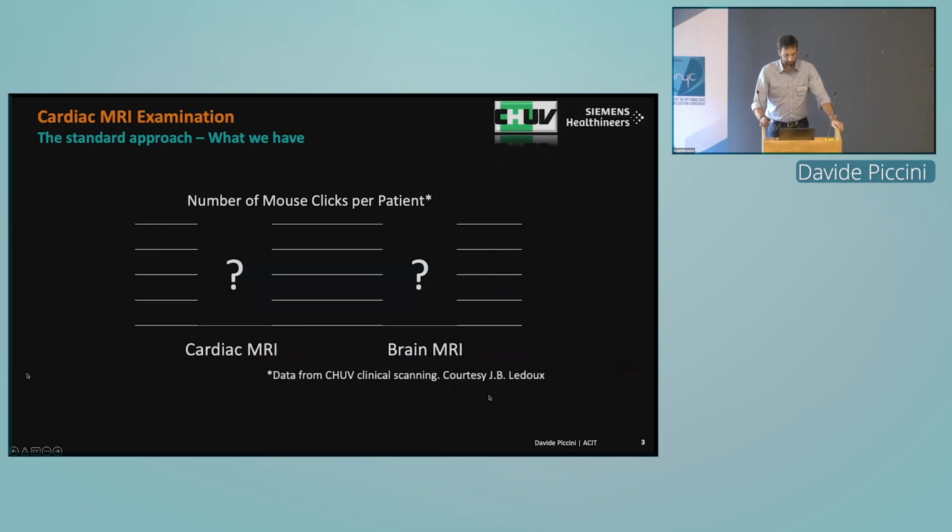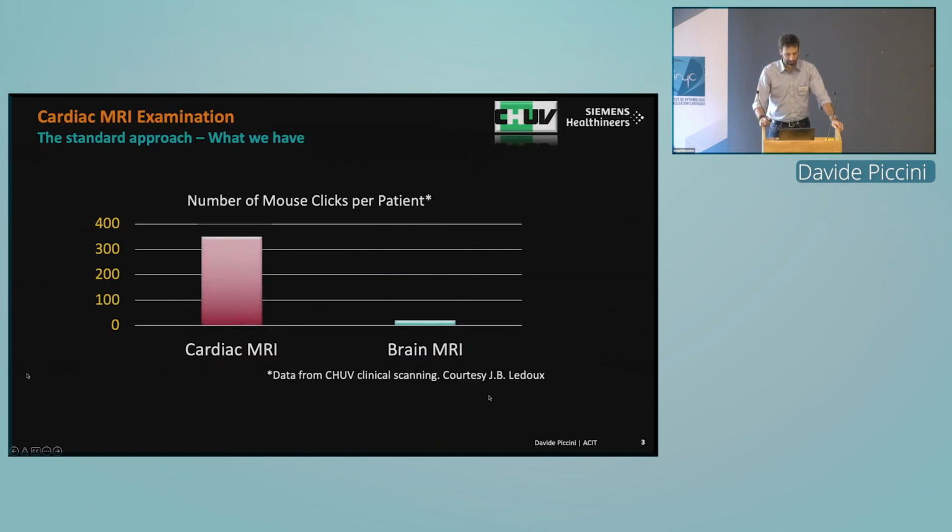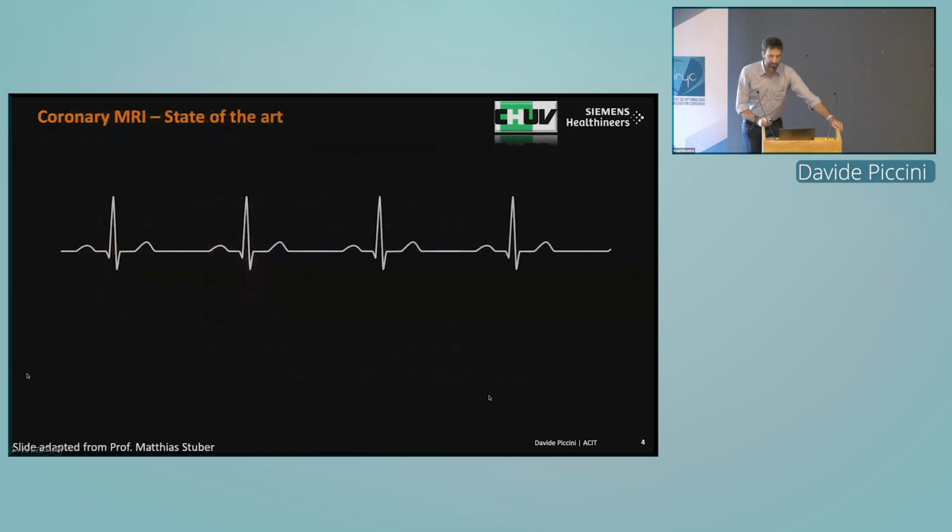And Matthias once asked a technician, Jean-Baptiste, to figure out how many clicks he makes for a brain scan versus a cardiac scan. And it's about 10 versus, if you guess, something like 350, meaning that cardiac MR is not the simplest technique so far. And as an example, I would take coronary MRI to show you how complex this could become.